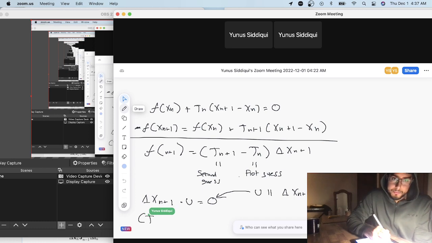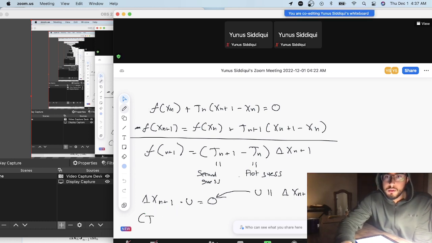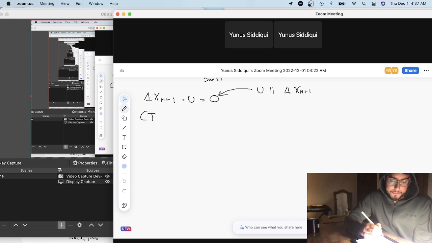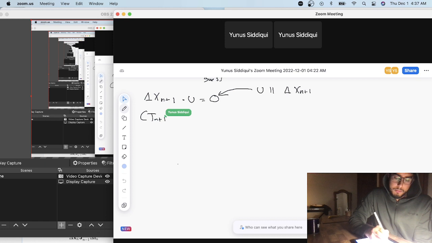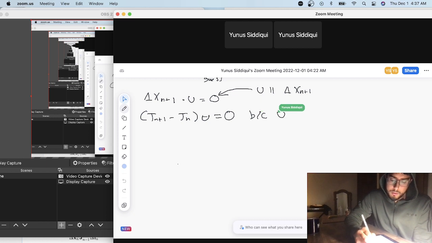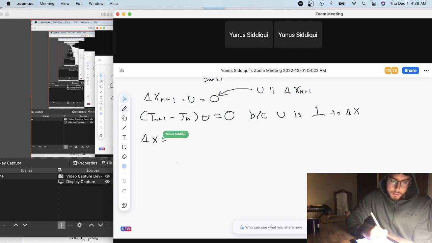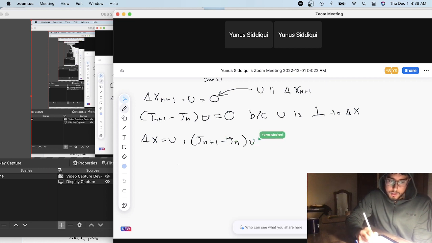We can also say that the Jacobian of n+1 minus the Jacobian of n, times u, is equal to 0. We can say that because u is perpendicular to delta x in this scenario. So we can get that delta x is equal to u, and the Jacobian of n+1 minus the Jacobian of n, times u, is equal to f, the function of n+1.